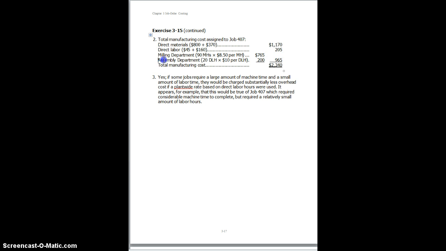In the assembly department, we allocate overhead based on direct labor hours. We have 20 direct labor hours in the assembly department. Our predetermined overhead rate in the assembly department is $10 per direct labor hour. Therefore, our total allocated overhead from the assembly department is $200. When we add the overhead together, we get $965 of overhead assigned to job number 407, the 765 plus the 200.